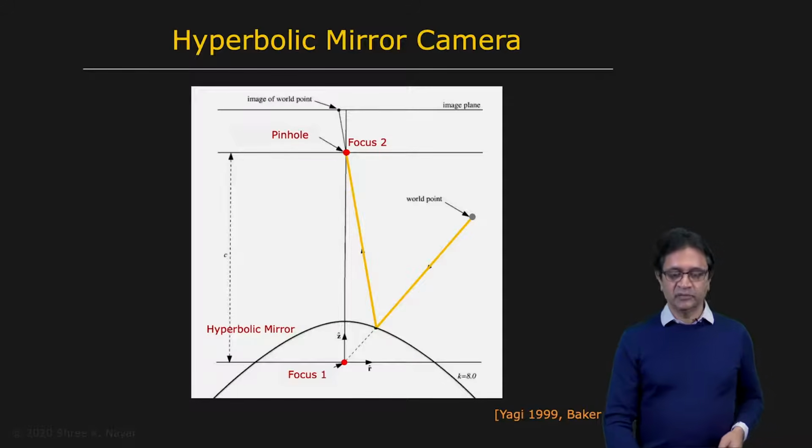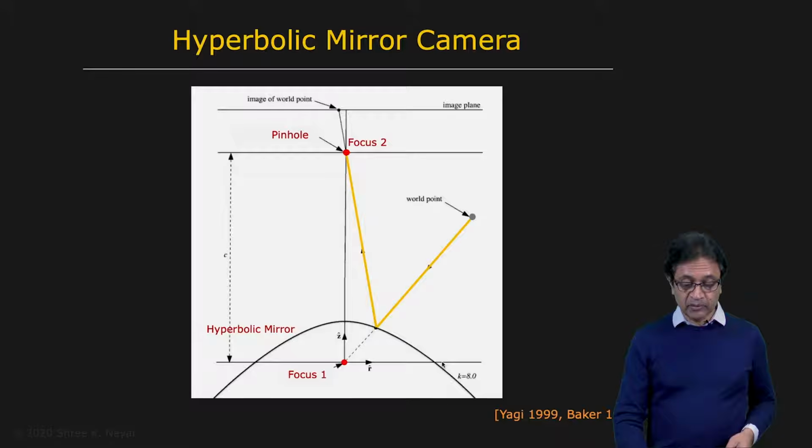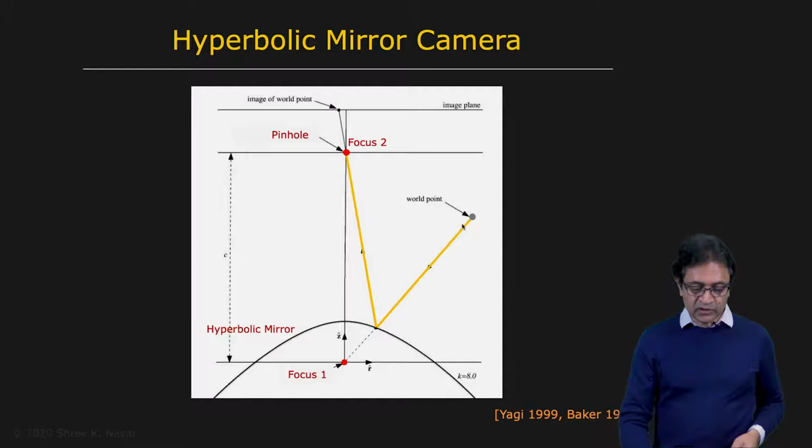So here is an example, a design that uses a hyperbolic camera. So here's your hyperbola right here. We know that a hyperbola has two foci. This is focus 1 and this is focus 2. And what happens here, the interesting thing that happens, is that all the rays of light that come in the direction of this first focus, focus 1, all the rays coming in from the scene towards focus 1 get reflected by this hyperbolic mirror towards focus 2.